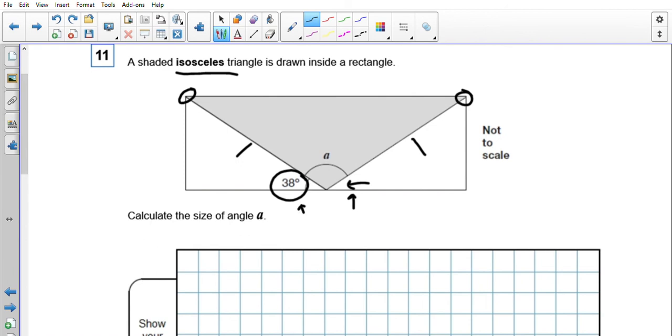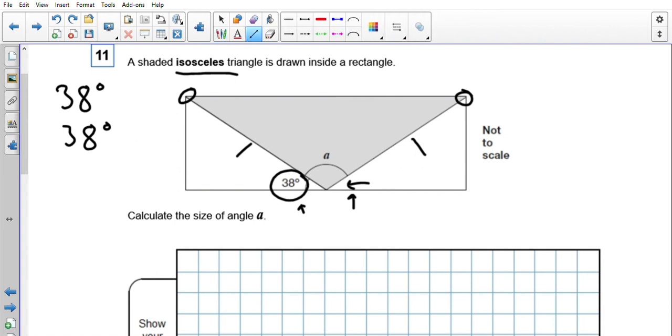Okay? So at the moment I've got 38 degrees. I've got another 38 degree angle. And the final thing that I need to spot here, and this is all about spotting things in our maths, is that actually my line along the bottom there, or anything on a straight line, is 180 degrees. So that must mean that my whole angle here is going to be 180 degrees because it's on a straight line.